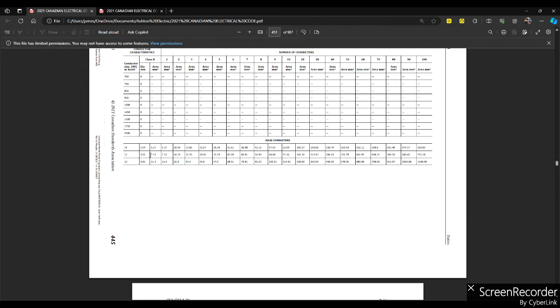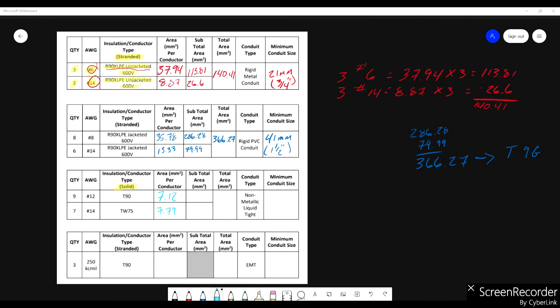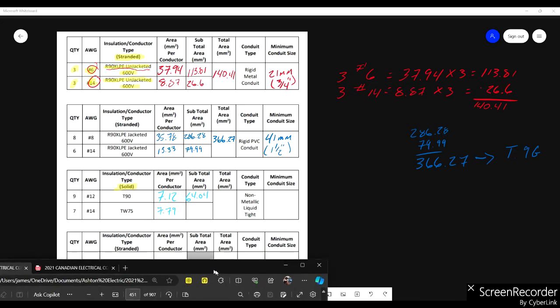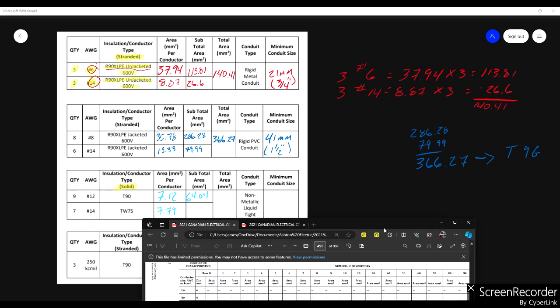So number 12. Same idea though. So individually 7.12. Come across to the, for 9 conductors, 64.04. Okay, 64.04. So come over here. 64.04 is how much 9 would occupy. See, I almost made the same mistake. Make sure that you're looking for solid when it's a solid conductor and stranded when it's a stranded conductor.